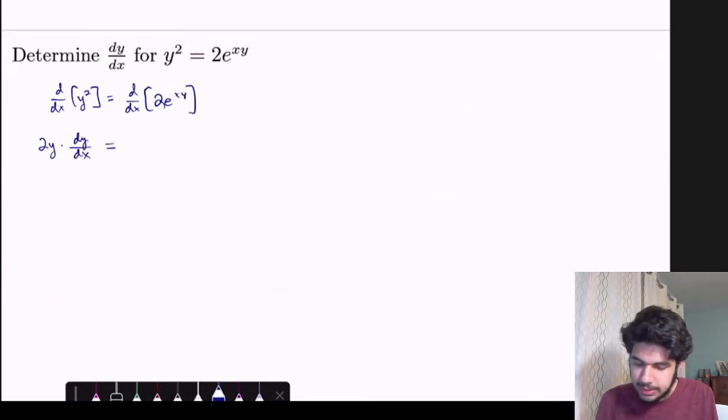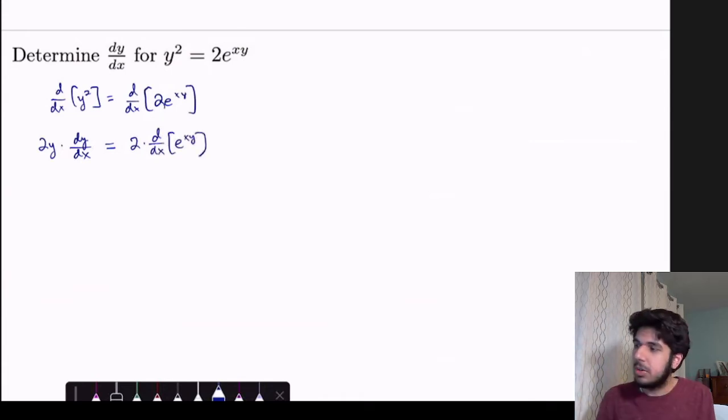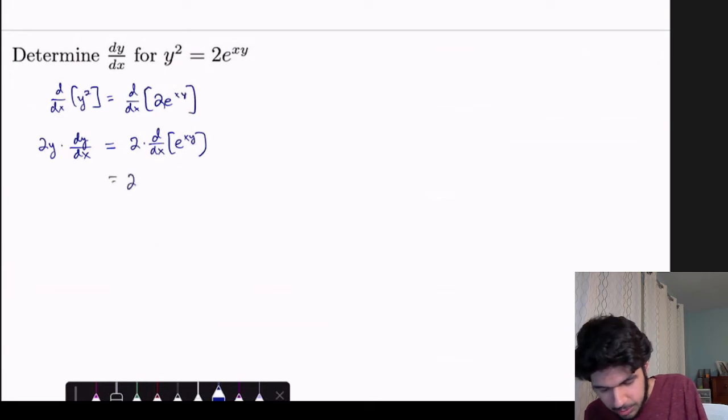And on the right-hand side, well, let's see, that's going to be 2 times the derivative of e to the xy. So how exactly are we going to handle that? Well, same way as normal. Keep the value and then multiply by the derivative of the exponent. So this will be 2 times e to the xy times d dx of xy.